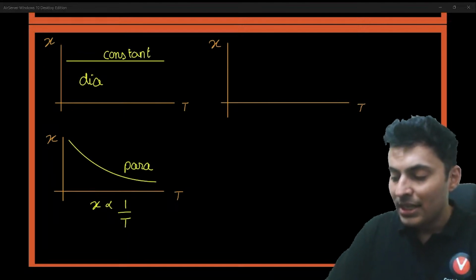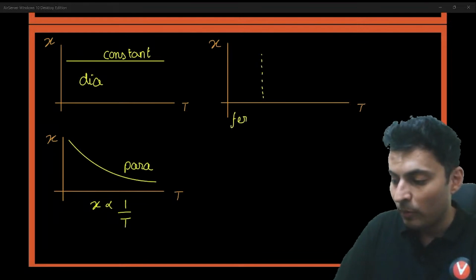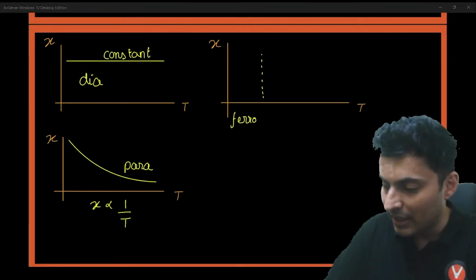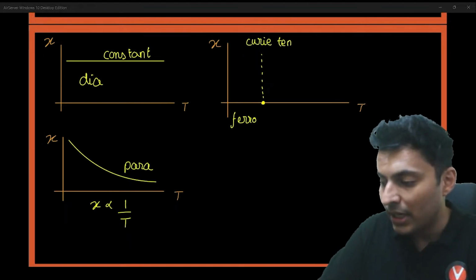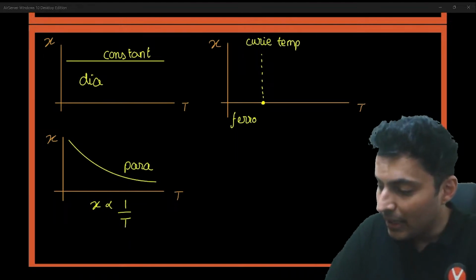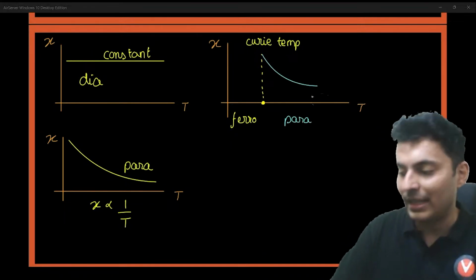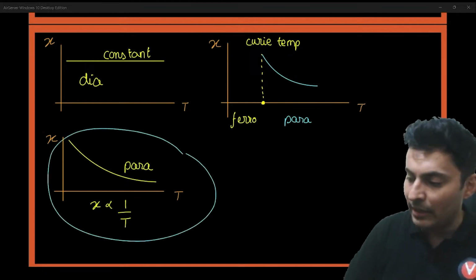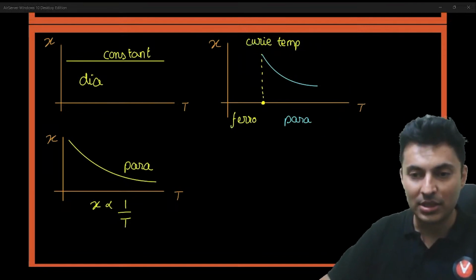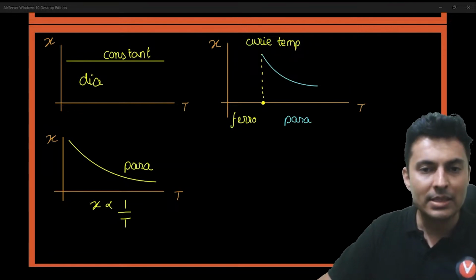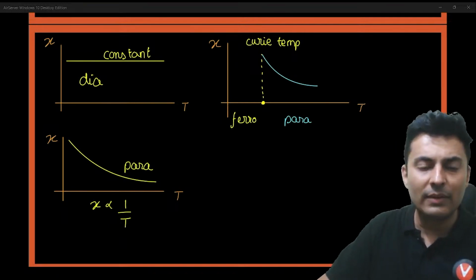And for ferro, till a certain temperature, nothing happens. It remains a ferro material. But there comes a critical temperature called the Curie temperature. After the Curie temperature, it becomes a paramagnetic material. So after that, the graph looks like this, because for a paramagnetic material, it is an inversely proportional graph. That's why it becomes inversely proportional like this. Is everyone okay with me on this?